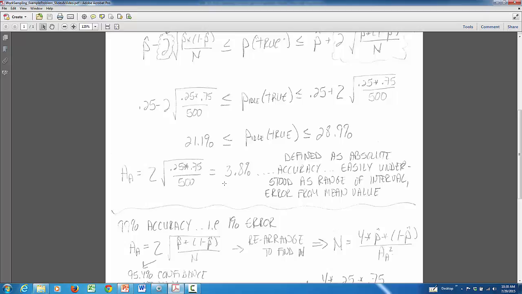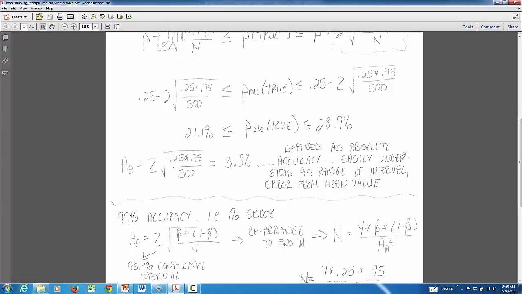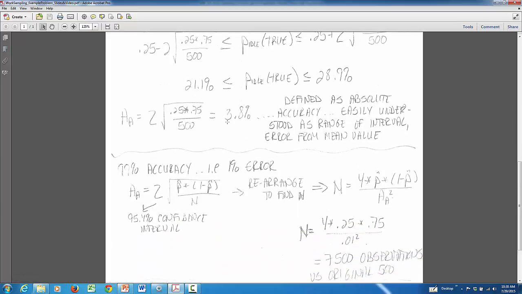All right, so now we know that we have a 3.8% error, which means our accuracy is roughly 94%. 1 minus the error would be our accuracy, right? So 94%. And what the operations controller wanted was a 99% accuracy. So only to have this error be 1% instead of 3.8%. So how many observations would we need to take in order to reduce that error from 3.8 to 1%?